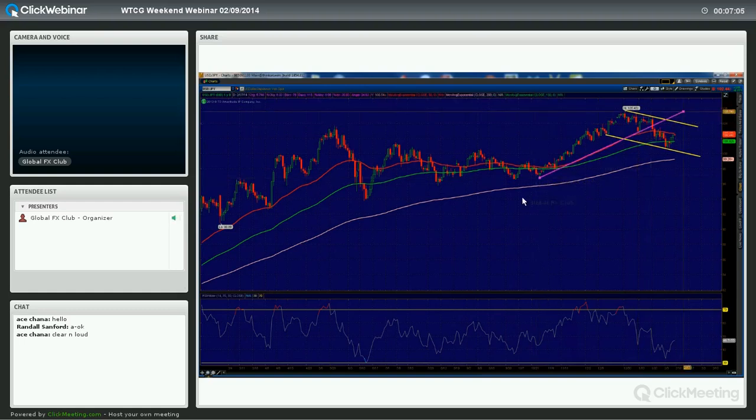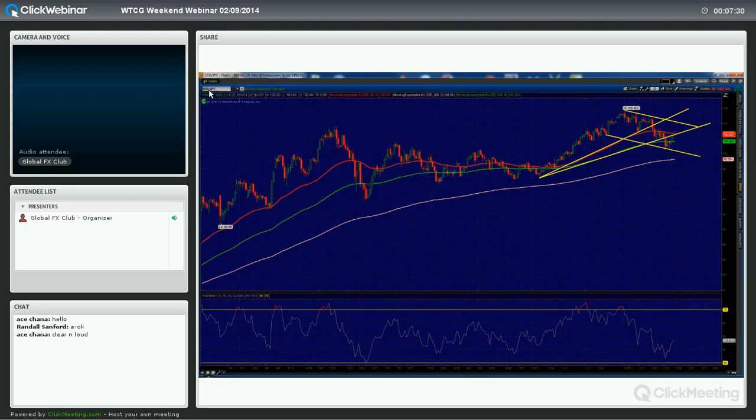We have this level still, and then we have this area as well. So there's a couple different areas of resistance it's testing right now. We'll have to see exactly how it plays out. But this general area, right around 102.50 up towards about 102.85, is a pretty solid resistance area, definitely worth watching going forward.